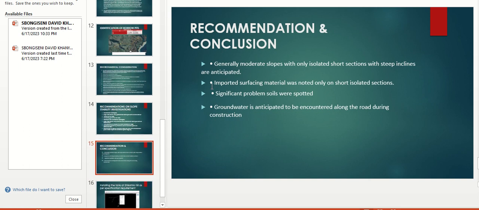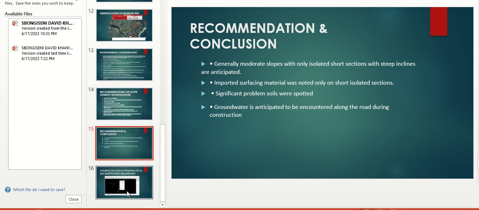Recommendation and conclusion. Now we're going to look at how we're going to solve what we have discovered during our investigation, which is the significant problem soils that we spotted, groundwater, which is anticipated, and also moderate slopes, which is isolated. Thank you.